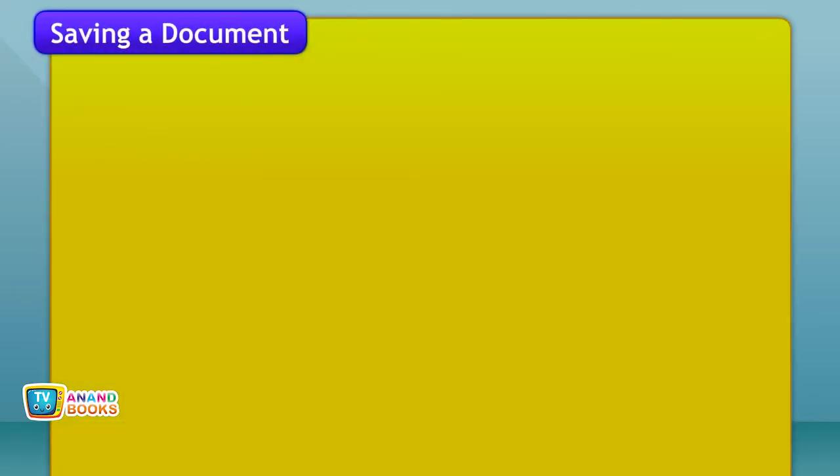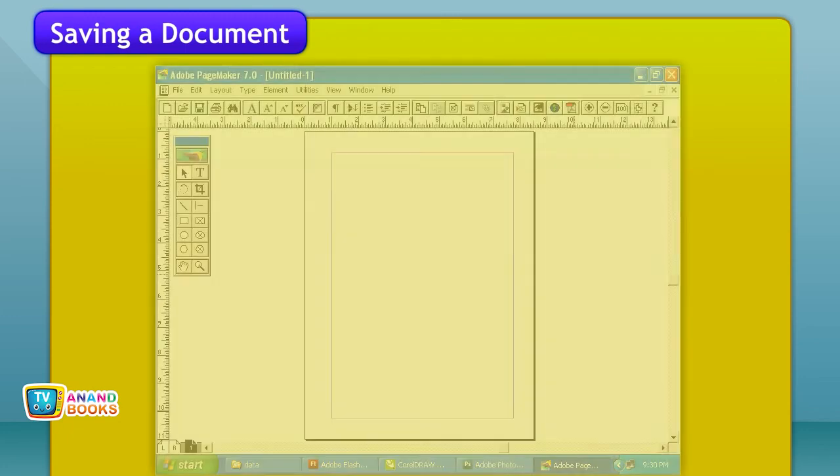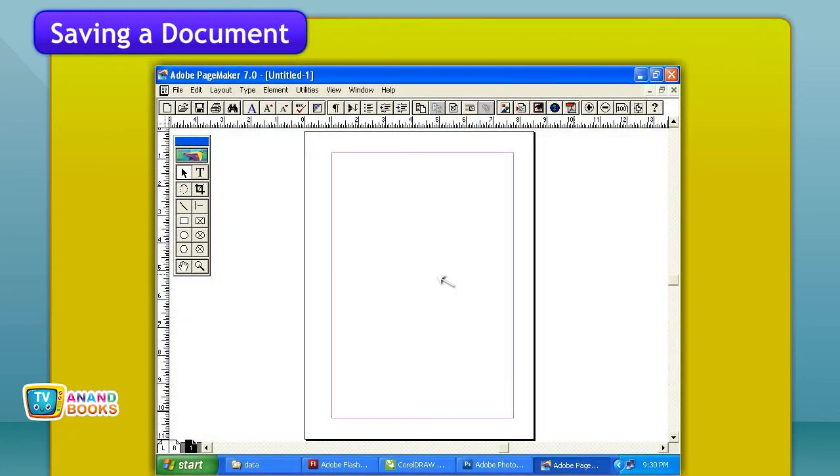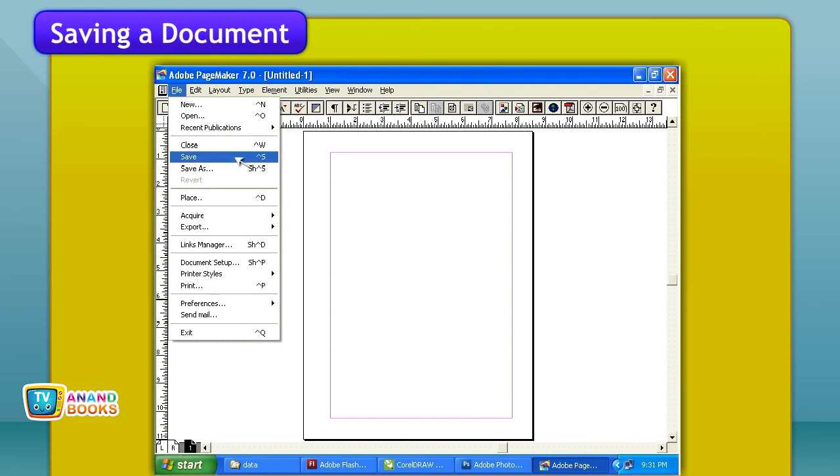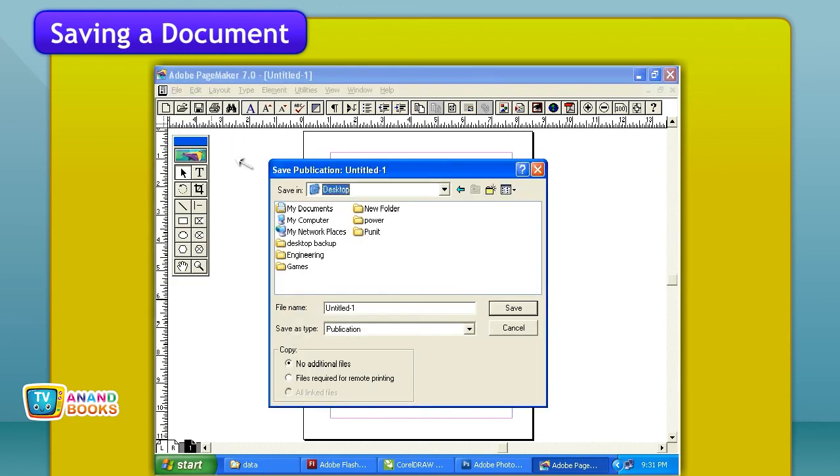Saving a document. To save a document in PageMaker, follow the given steps. 1. Click File menu, Save. A Save Publication Untitled 1 dialog box will appear. 2. Here you specify the name and location of your document to be saved. 3. After specifying, click the Save button.